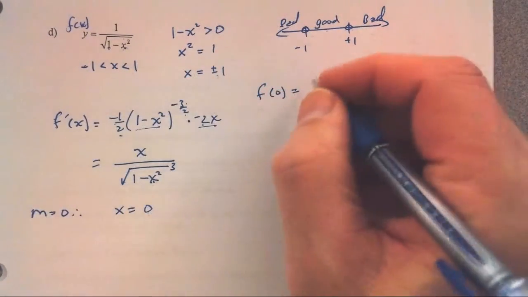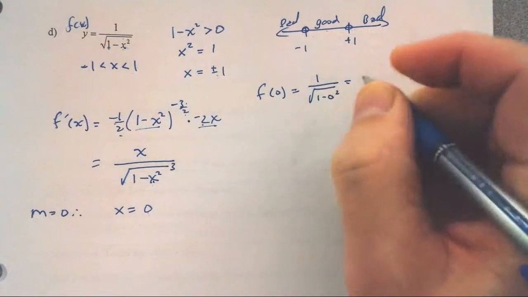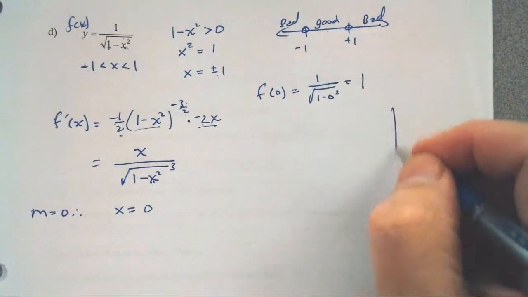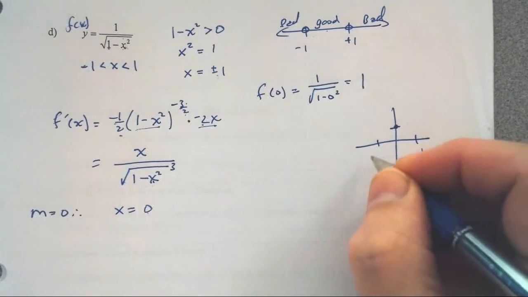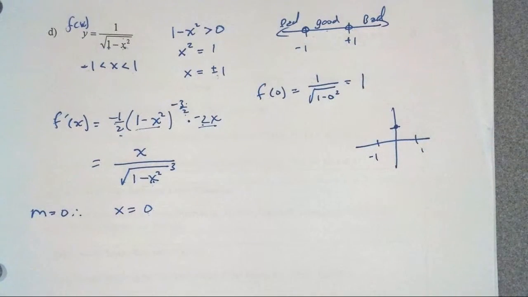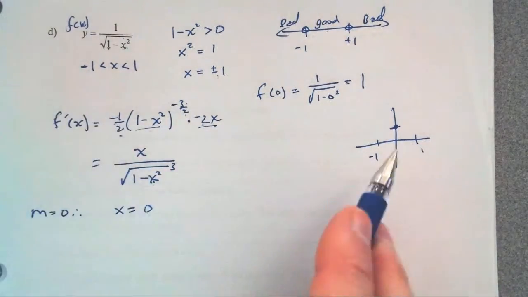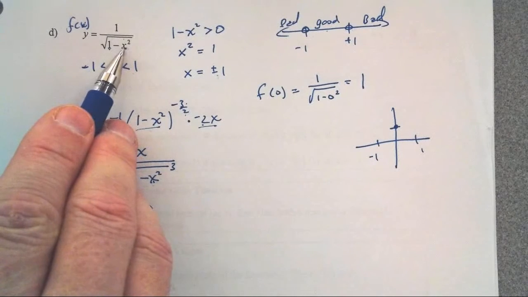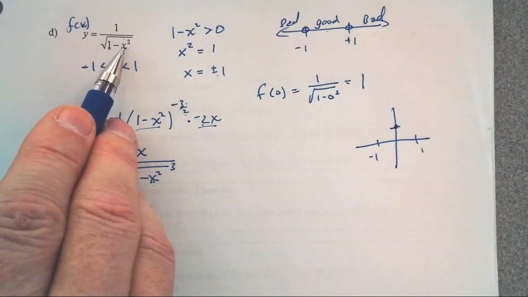So let's see. f of 0, I get 1 over the square root of 1 minus 0 squared, and I get 1. So if I was graphing this right now, I would have a point here. I know at 1 and at negative 1, let's consider what happens. They don't exist, and they're not part of my graph. Is it a hole in the graph? Is it just an open circle that we go to? Let's consider what happens as I approach 1. As I approach 1, coming in from the left side, 0.999, I get 1 minus 0.999, 0.001.